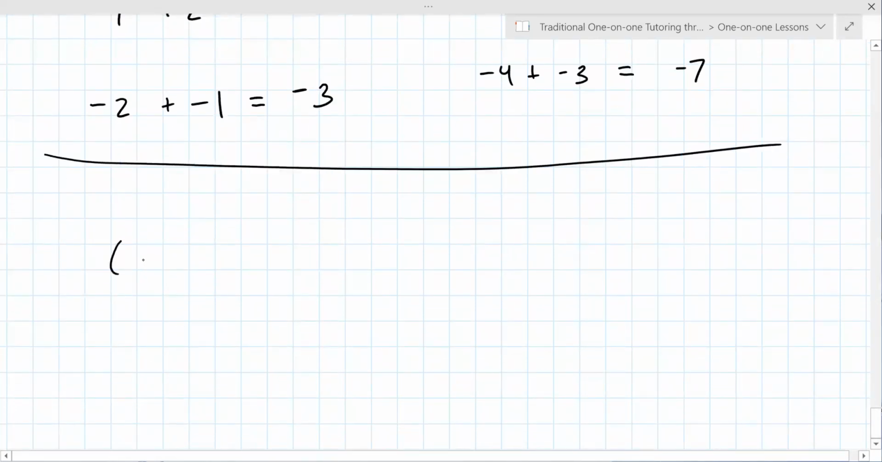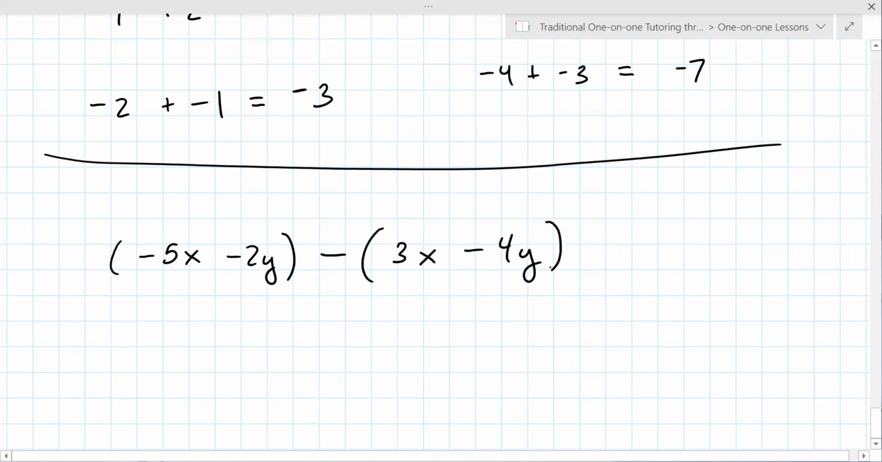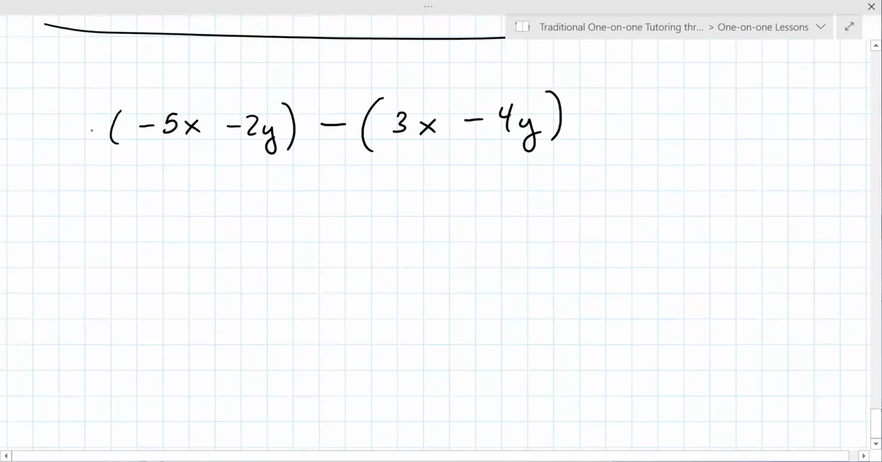So let's say I tell you it's minus 5x minus 2y minus 3x minus 4y. The first thing to do here is to recognize that there's no negative sign here. When nothing's written, it's positive. So that means that these parentheses are not needed. But here you have to distribute the negative to both of these. Do you see that?